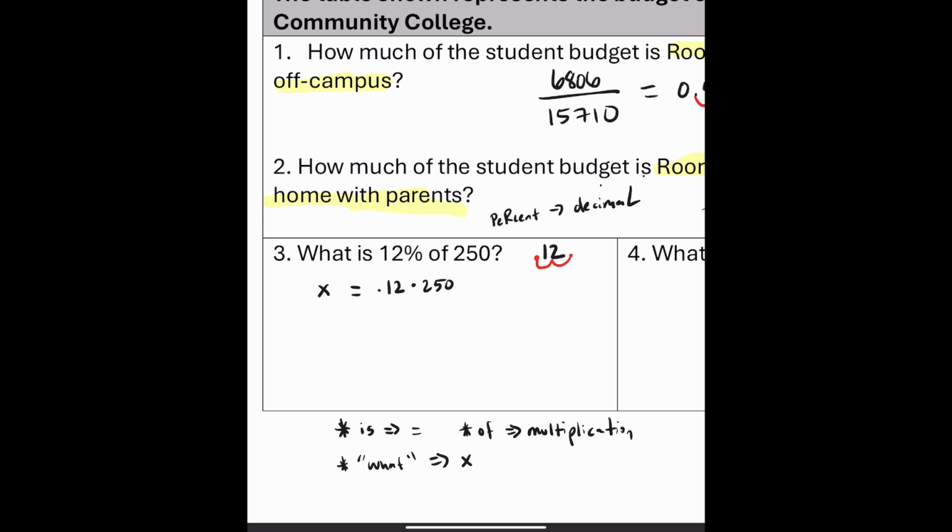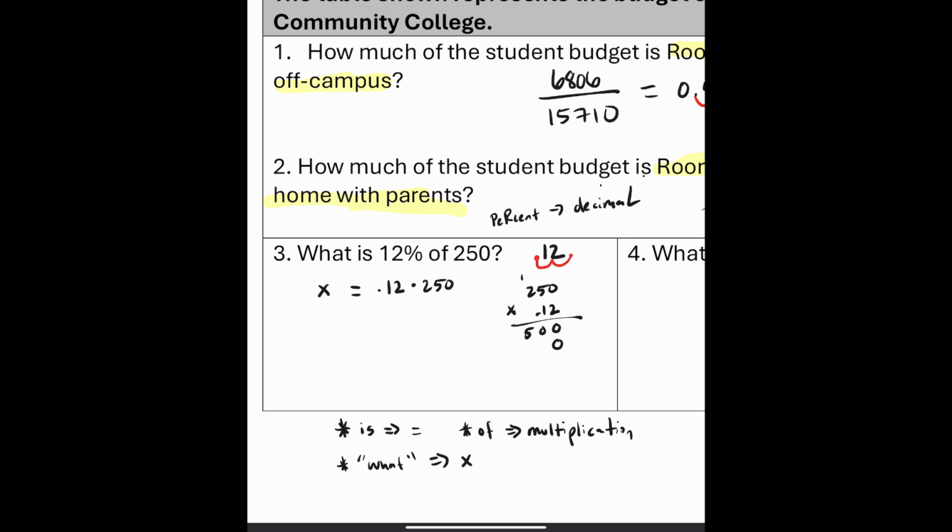All right, so what you can do is write 250 times 0.12. All right, so here we go. 2 times 0 is 0. 2 times 5 is 10, carry the 1. So we have 2 times 2 is 4 plus 1, that's 5, okay? Now moving on to the next number, which is 1. But before we do that, we have to write a 0, all right? Hopefully you remember how to multiply.